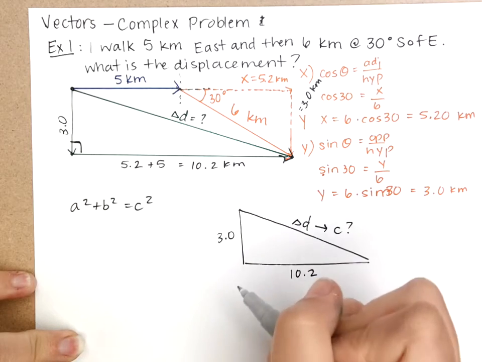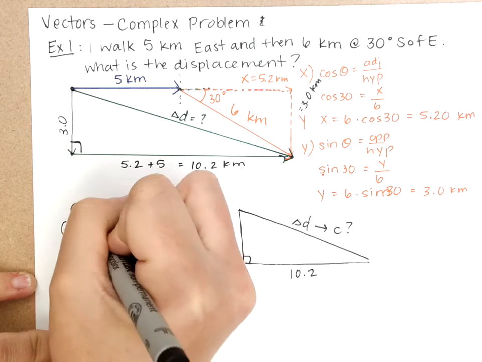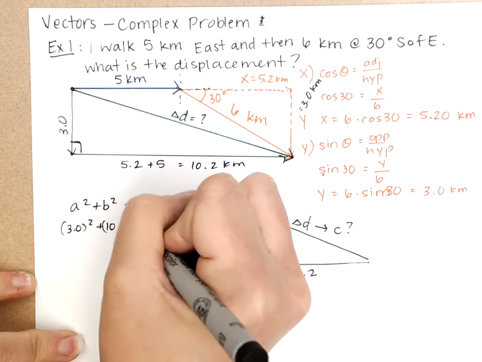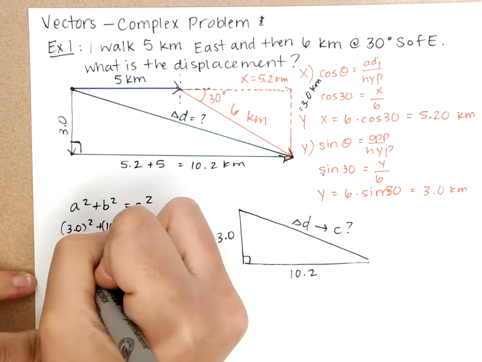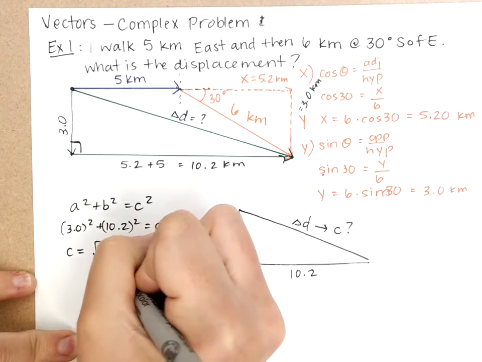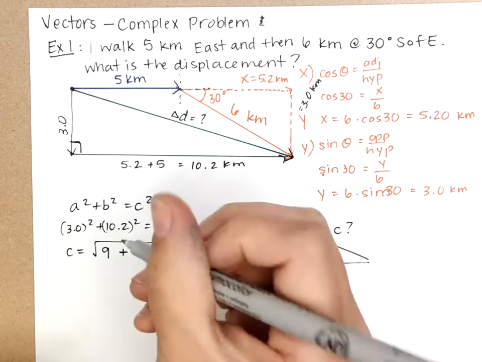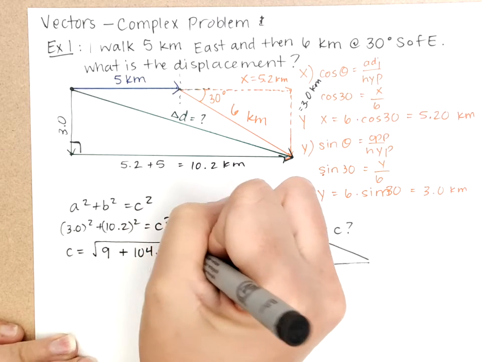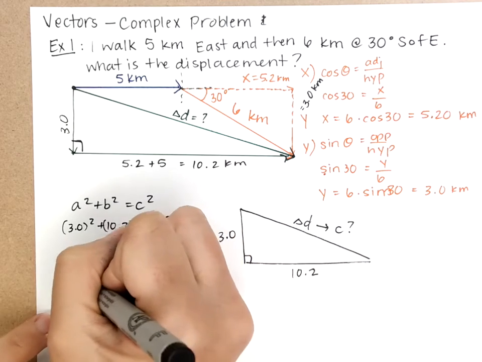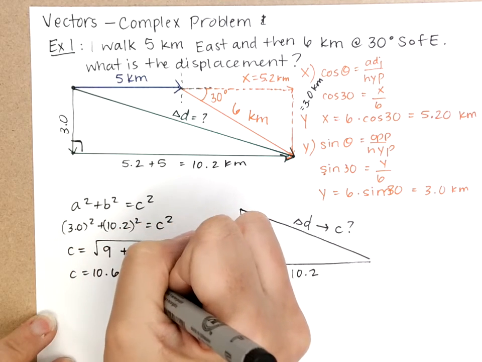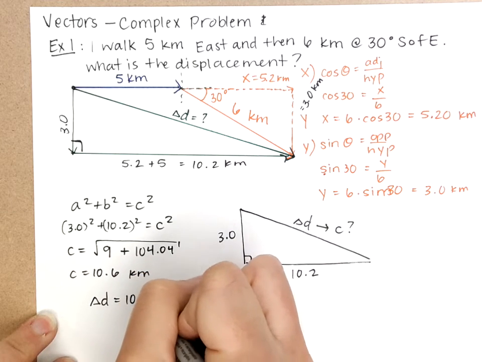So let's plug in our knowns. So this is A, this is B, and this is C. 3.0 squared plus 10.2 squared equals c squared. So when you solve for c, you should get c equals the square root of 9 plus, let's see, 10.2 squared is 104.04. And you get c is equal to 10.6 kilometers. So that's delta D. So our displacement is delta D equals 10.6 kilometers.